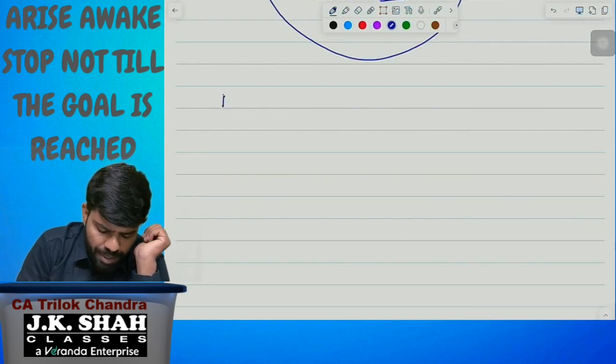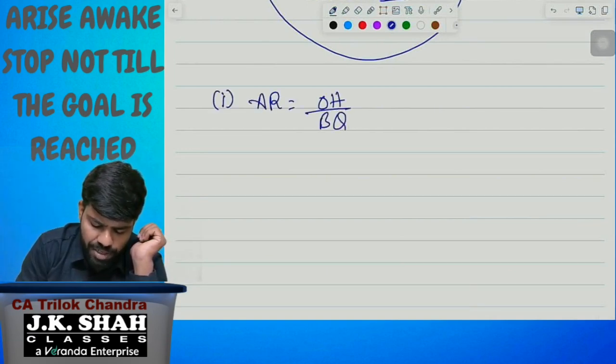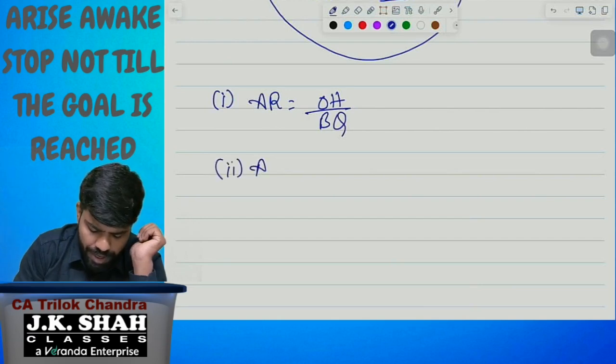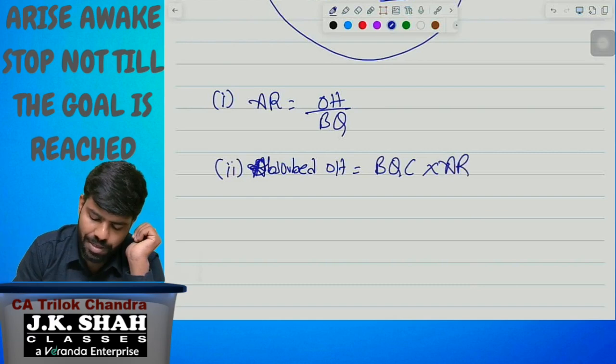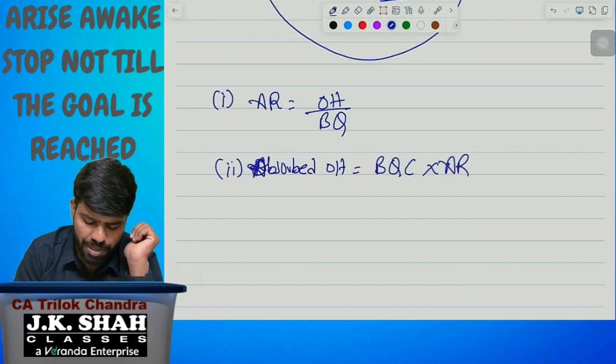If you want, you can copy. Number 1, absorption rate equal to overheads divided by base quantity. Number 2, overheads absorbed, or charged overheads, equal to absorbed overheads, equal to base quantity consumed into absorption rate. Base quantity consumed into absorption rate, what we calculated.